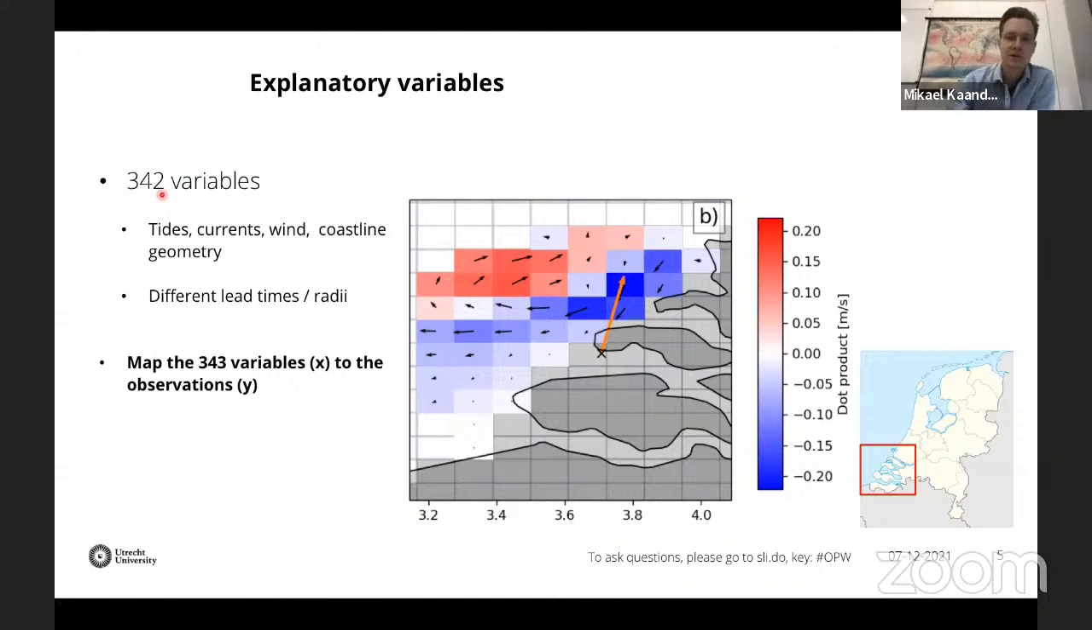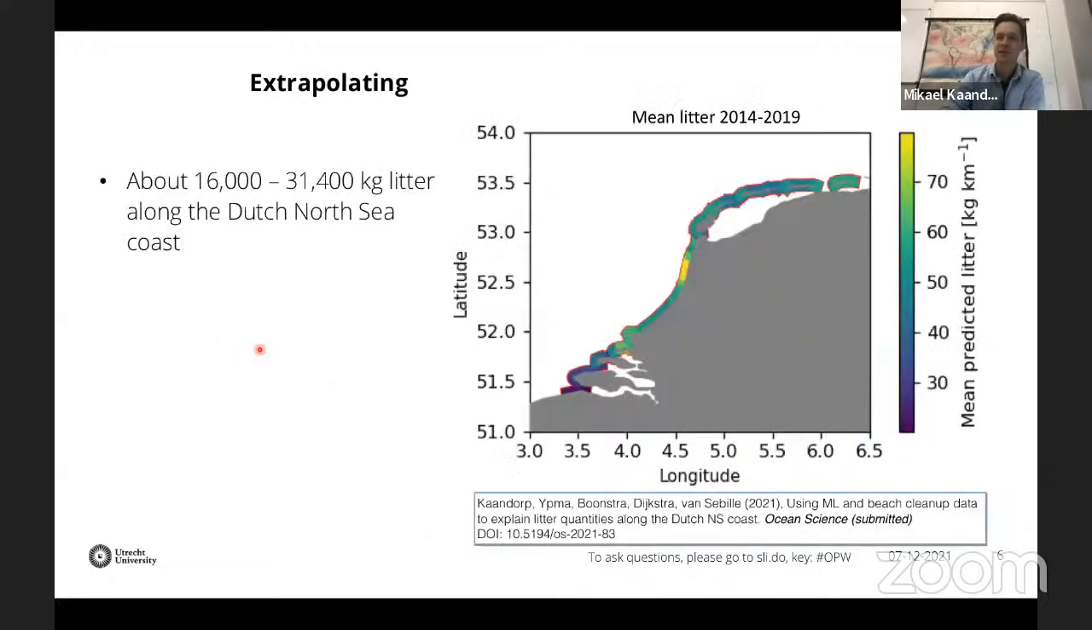Then we let the machine learning algorithm create a map basically from these variables to the observations that we have. So that's what we did. We trained this machine learning algorithm, and afterwards we were able to use it to make extrapolations for the entire Dutch North Sea coastline. And that's what you see in this picture over here.